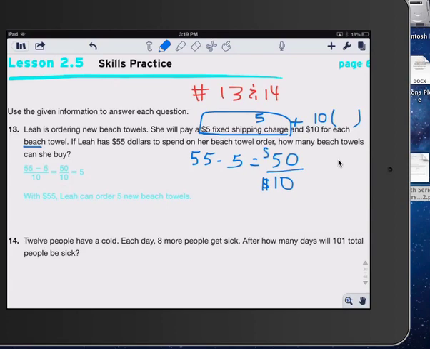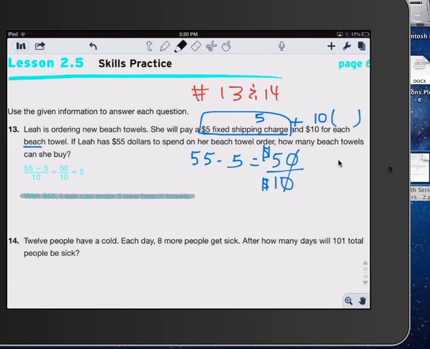$50. So notice it's dollar with dollar. That gives you basically 5 towels. With this, you need to write it in a complete sentence, like it says here. With $55, Leah can order 5 beach towels, or something similar to that.